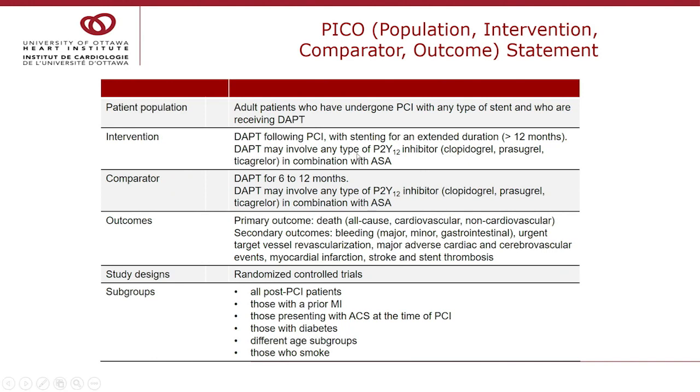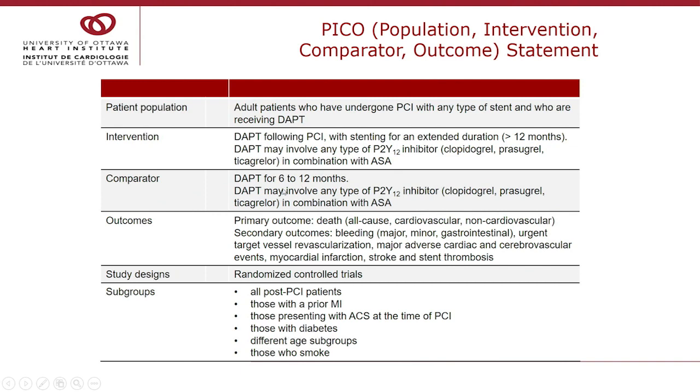DAP may involve any of these P2Y12 inhibitors, clopidogrel, prasugrel, or ticagrelor, and it would be in combination with ASA. The comparator is exactly the same, except now that DAP is going to be for 6 to 12 months, so it's shorter term, standard DAP, whatever term you wish to use.